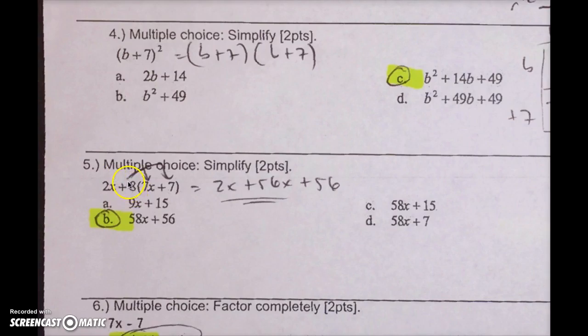So there you're going to distribute this 8 to the 7x and the positive 7, which gives you 56x and positive 56. And that 2x there is just hanging out until you do addition and subtraction, and there you can just combine like terms, and your answer is B, 58x plus 56.